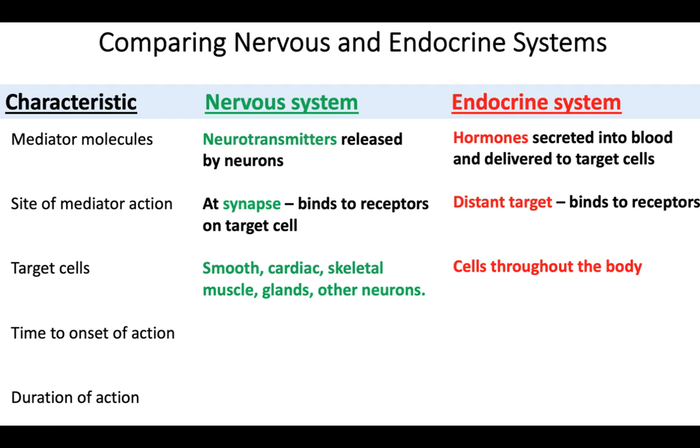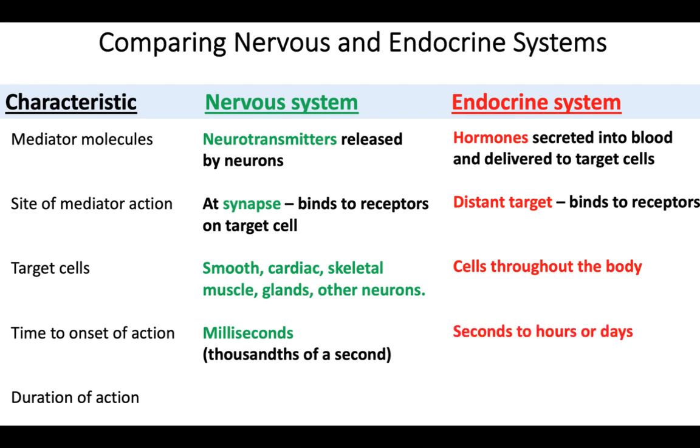All right, time to onset of action. Basically, how fast does the nervous system work? It works in milliseconds, which is thousandths of a second. So nervous system is very fast, right? Just think about how fast you can contract your skeletal muscles. Those impulses get from your brain to your muscles in milliseconds. Endocrine system can function seconds to hours, or it might take even days before you see an effect. All right, so much slower as far as how they work.